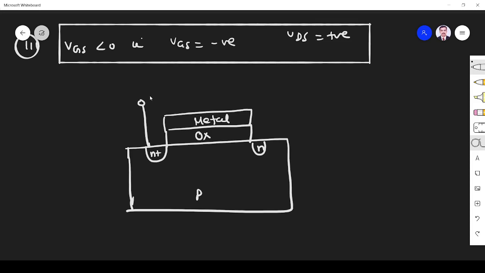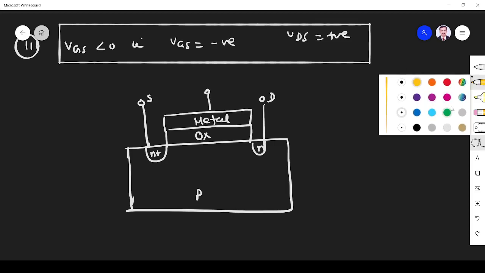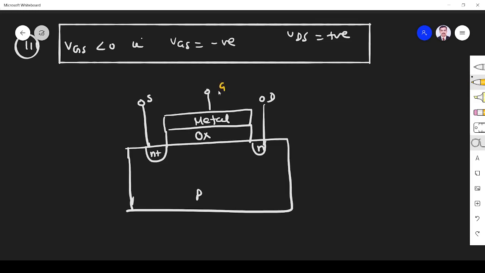Here what we are doing: drain, gate. In VGS, we are applying a negative voltage to the gate. So here negative charge carriers accumulate, right? When negative charge carriers are accumulated, what will happen? There is an insulator.